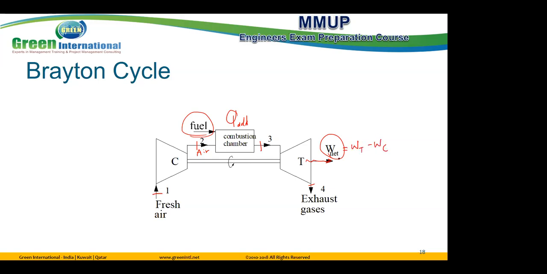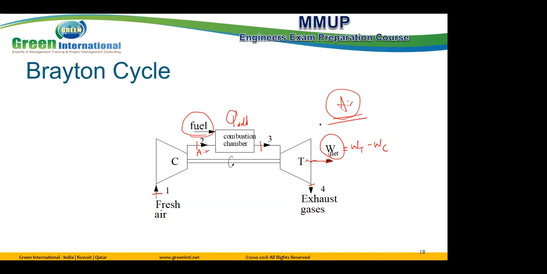Here in this cycle, we can't neglect the compressor, because the compressor work has a value. It is not a small value like the pump in the case of Rankine. No, it has a value, okay, not small. So we consider this value, work turbine minus work compressor. And the output here is exhaust gases. But normally we consider this whole cycle totally as air. We consider the total cycle as air, okay?